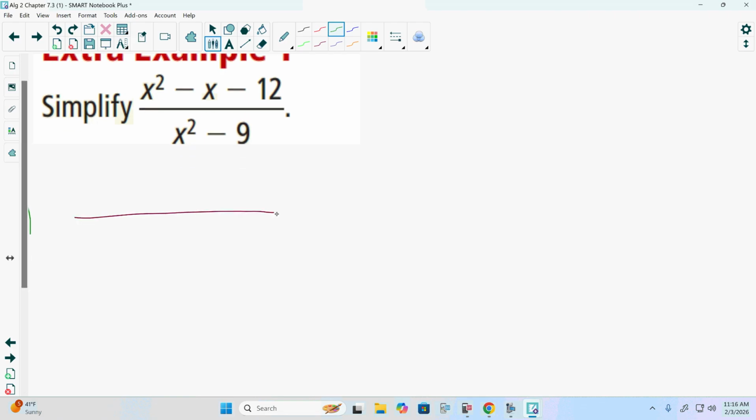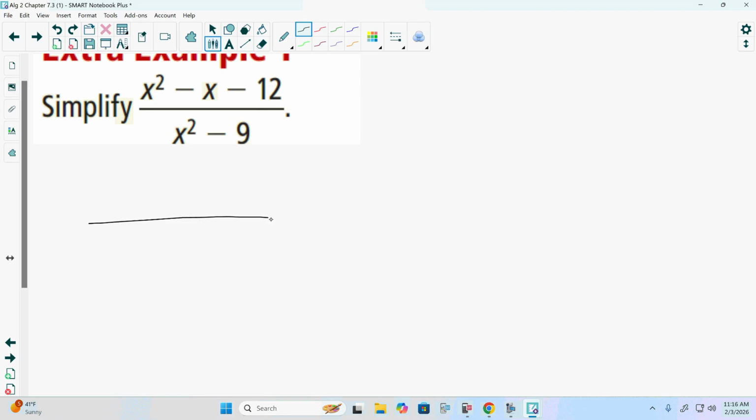Because this next one here, we have x squared minus x minus 12 over x squared minus 9. There's nothing that says that we have to factor the denominator first. Because if you can see, and you're able to find the factors of x squared minus x minus 12 first, the top, factor it.